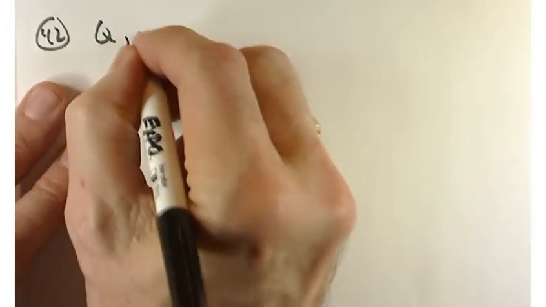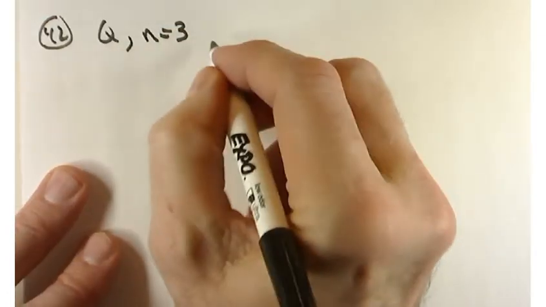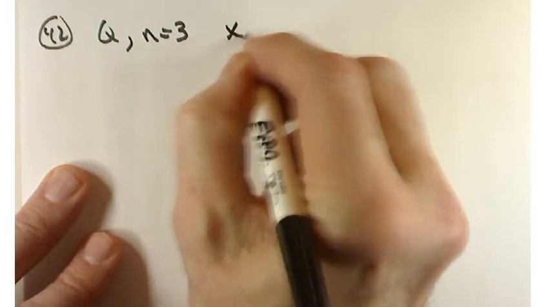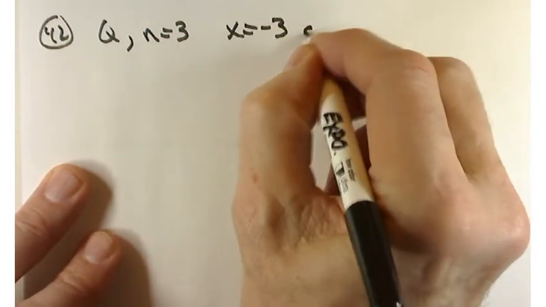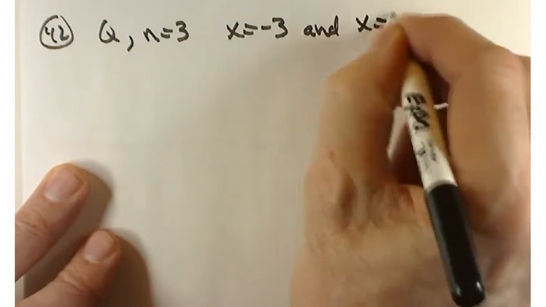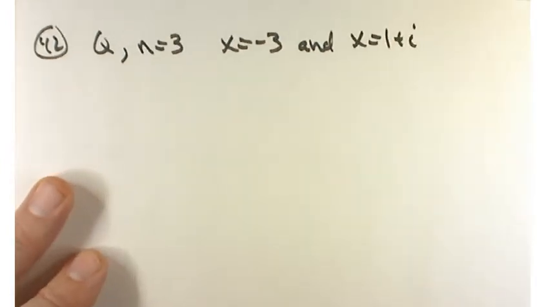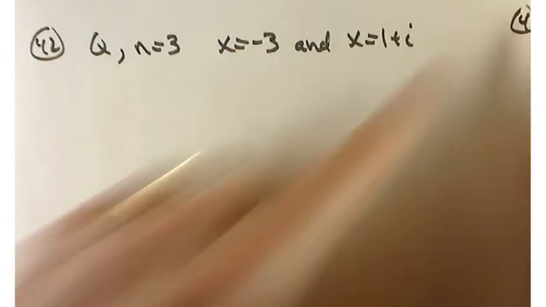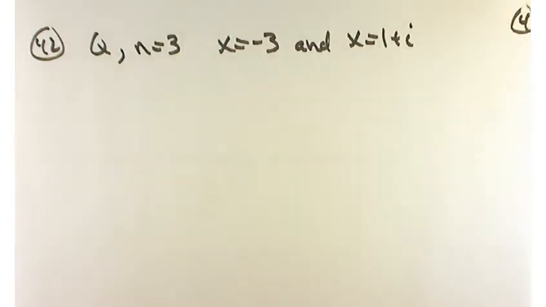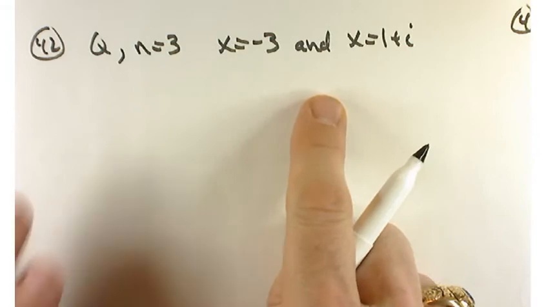Let's try a different one. Problem 42. Problem 42 is probably a little bit closer to what I would put on an exam. I want a polynomial q of degree 3. And q is going to have a couple things going for it. q is going to have a root at negative 3 and a root at x equals 1 plus i. But what's one thing missing here? Well, we'll figure that out as we go.